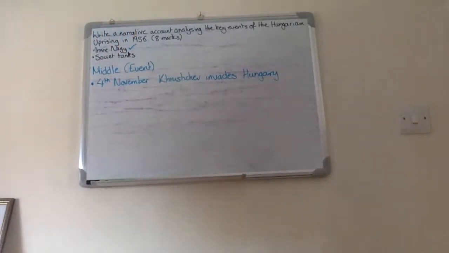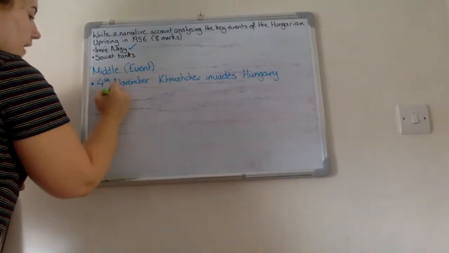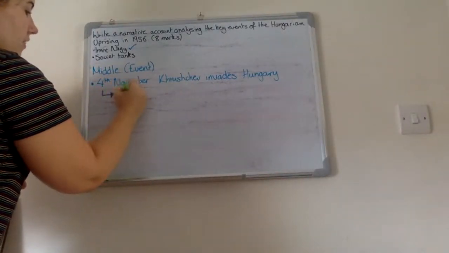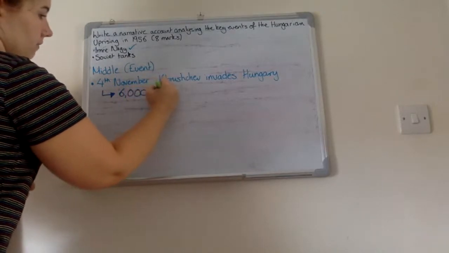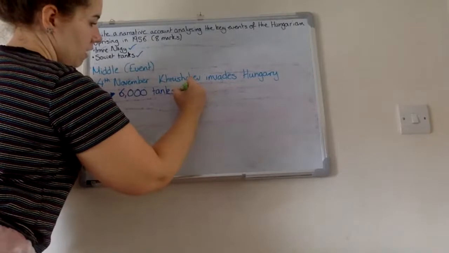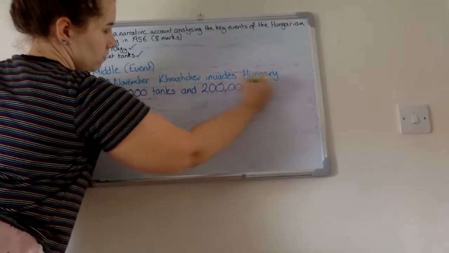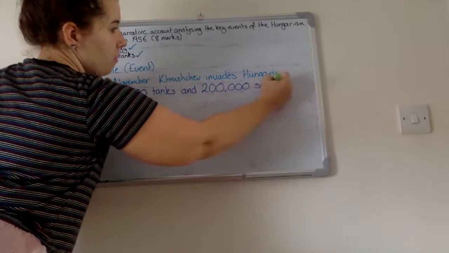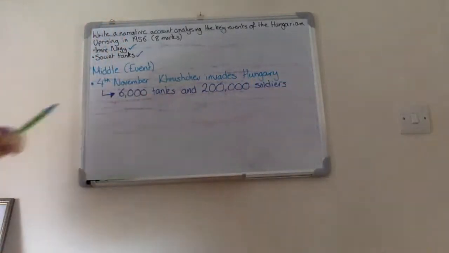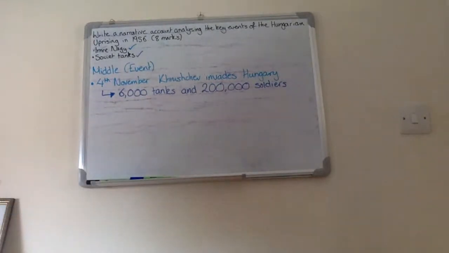Now I'm going to put this in a different colour just so you know. This is where you can then bring in that he brings in 6,000 tanks and 200,000 soldiers. This is probably not going to be as long as your start paragraph. Your middle paragraph is not going to be as long. Don't worry, it doesn't matter.